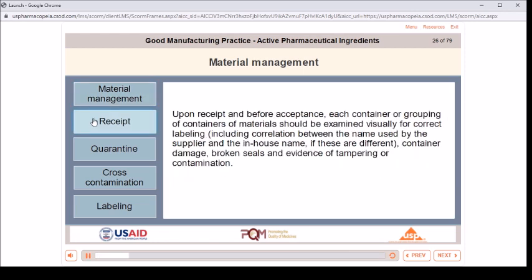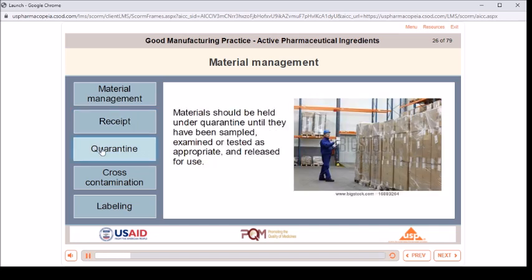Receipt. Upon receipt and before acceptance, each container or grouping of containers of materials should be examined visually for correct labeling, including correlation between the name used by the supplier and the in-house name if these are different, container damage, broken seals, and evidence of tampering or contamination. Quarantine. Materials should be held under quarantine until they have been sampled, examined, or tested as appropriate and released for use.